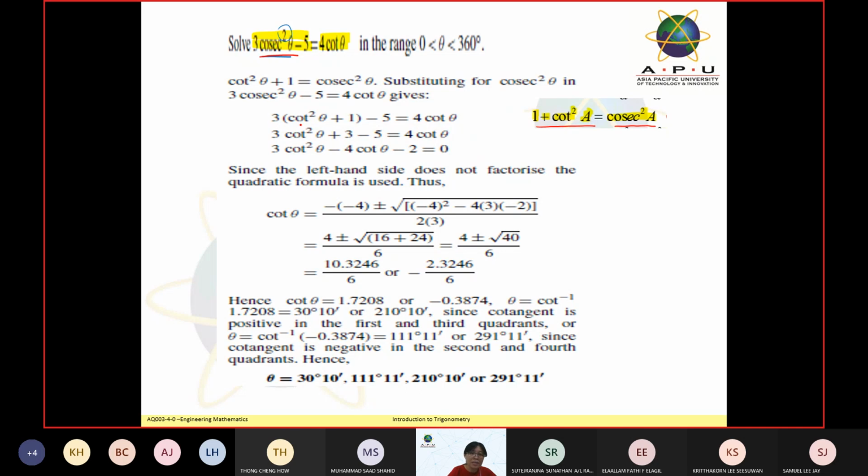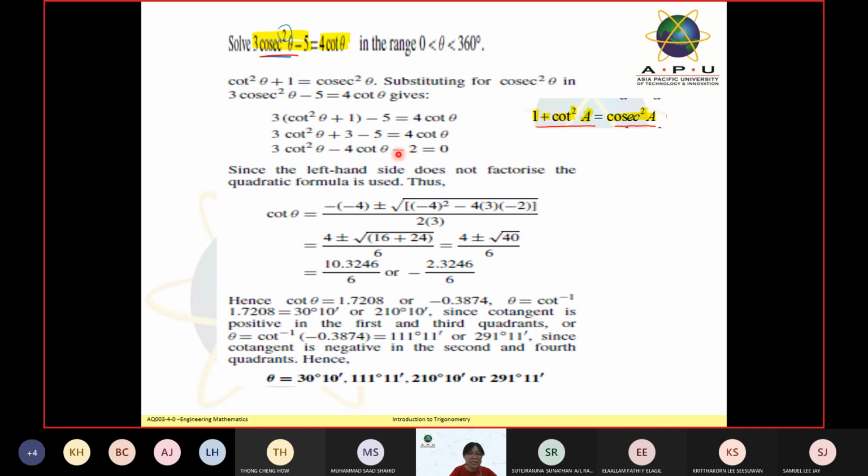So 3 times cotangent square theta plus 1, from the identities, then minus 5 equals 4 cotangent theta. Then we want to solve this equation, so we need to shift the 4 cotangent theta to the left so that the right-hand side is 0. When the right-hand side is 0, we can factorize what we have on the left-hand side.